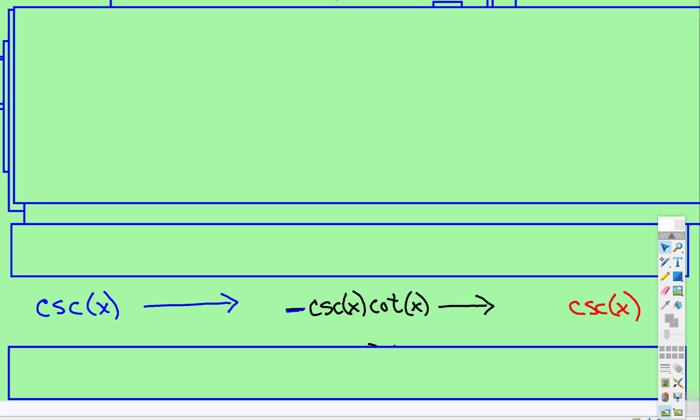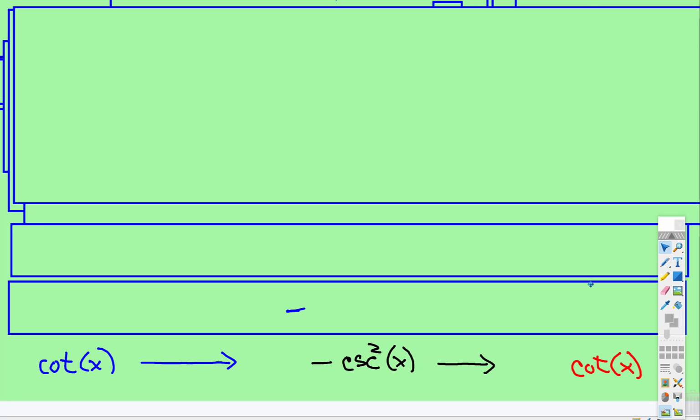All right, and then finally, cotangent. Cotangent's derivative is negative cosecant squared. The antiderivative of negative cosecant squared is back to cotangent. All right, so hopefully you'll watch the intro video before doing the samples. The next video will be one example of each type of those trig functions.